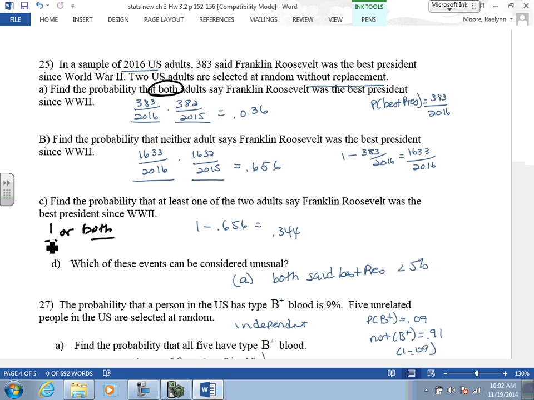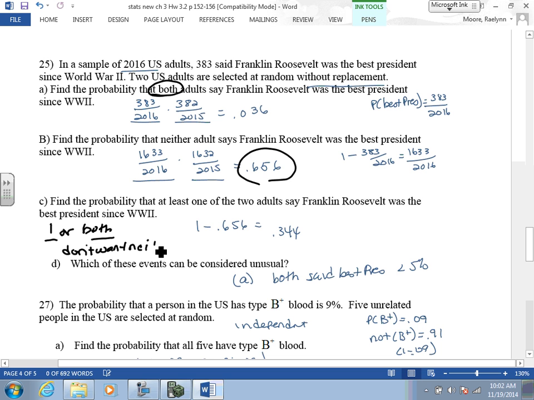No, not from one. You come here and you say the only condition I don't want is neither. You want everything else but neither. Oh, you subtract that from 1. So subtract that from one. Oh, gotcha. Right, because the at least says you can have one or you can have 2.